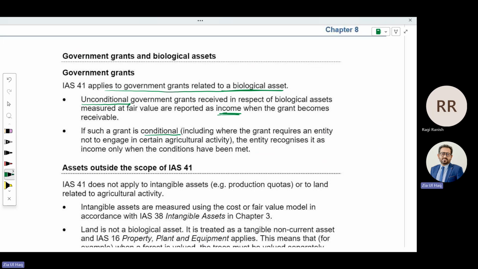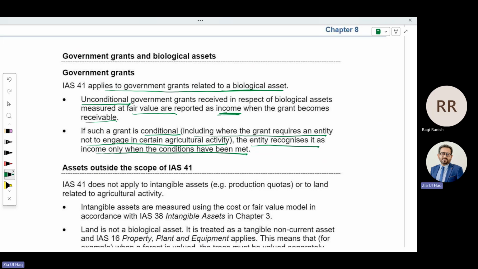So unconditional government grant received in respect of biological asset measured at fair value is reported as income when the grant becomes receivable. If such a grant is conditional, including where the grant requires an entity not to engage in certain agriculture activities, the entity recognizes it as income only when the condition has been met. If the condition is not met yet, you should not record this as income. You should record this as deferred income, meaning liability.